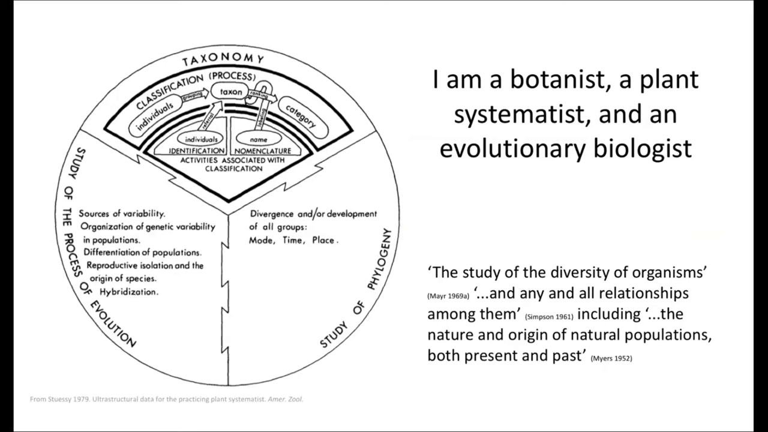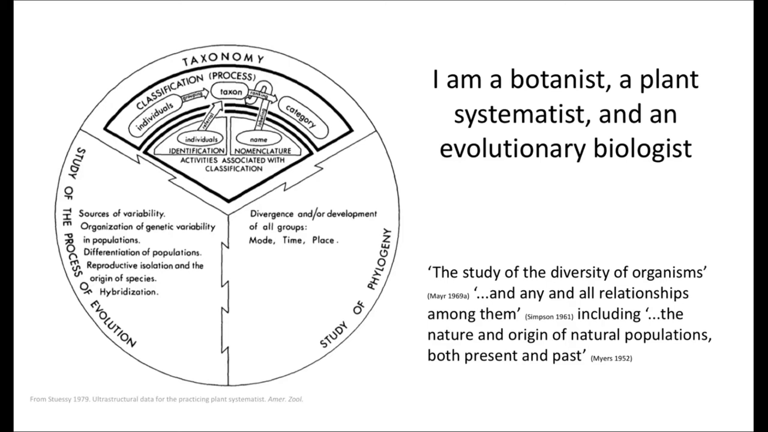And again, this is a big mouthful of words, but I think it's really beautifully illustrated with the figure on the left. This is from a paper by Todd Stuessy in '79, where he talks about the three major components of the systematist's work. Taxonomy and classification is one component, and I think it's one that many people glom onto as what the systematist does. But systematists are also very interested in the study of phylogeny and the evolutionary relationships among organisms. They're also very interested in the study of the process of evolution, trying to understand how this diversity that they're putting in their phylogeny and into the classification was really formed. These three pillars are very important for the work that I do and very much the way that I think about how I do my science.